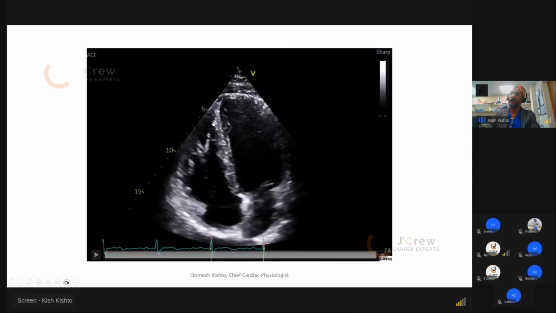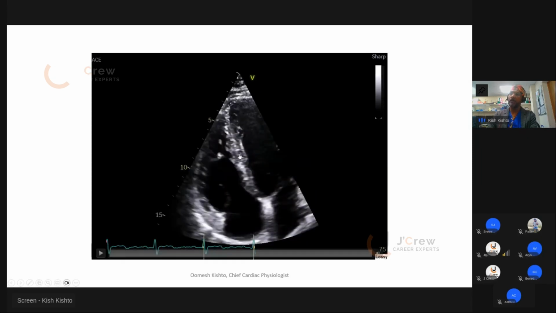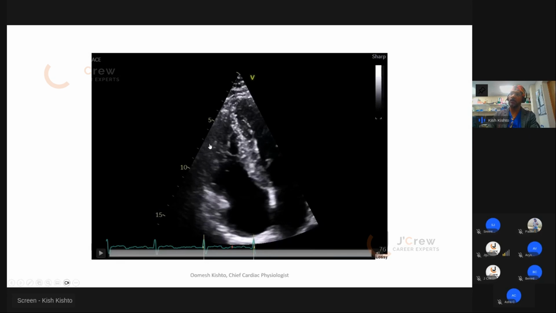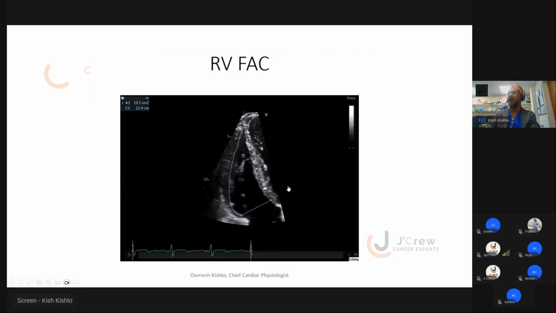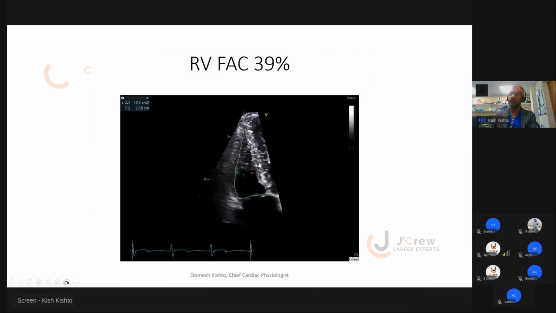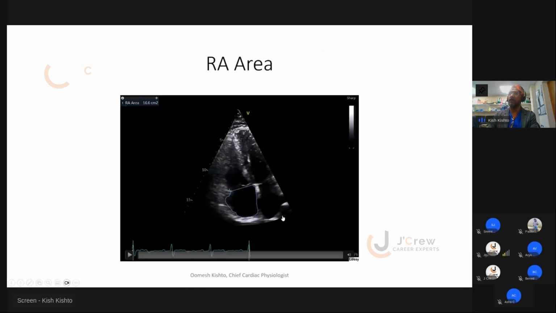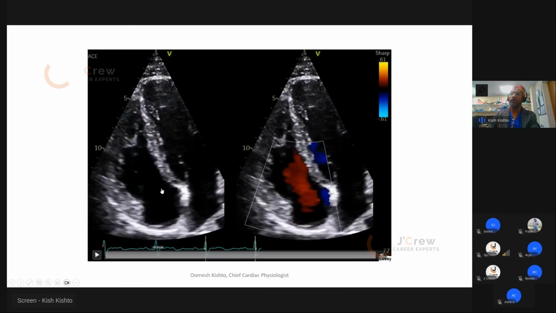Now I'm looking at the modified view of the RV, and as you can see, the whole of the free wall there. So again, do the routine measurements: baseline, mid, and longitudinal length, and the fractional area change during diastole and then systole. It will give you the percentage. Anything above 30 is normal. Okay. Your RA area, again, we make sure to zoom on it and then just measure it.